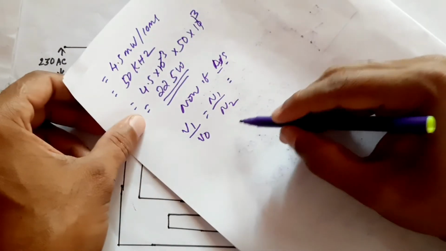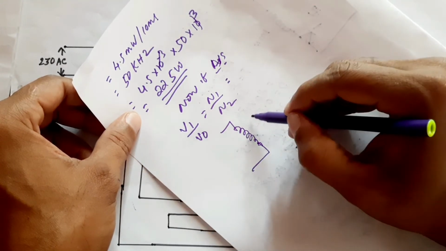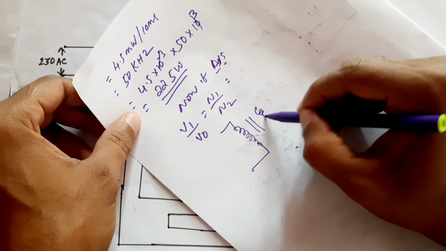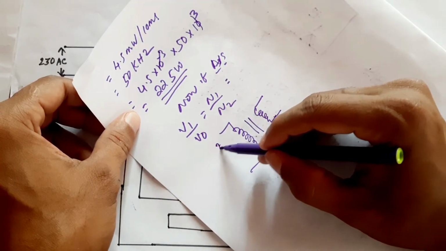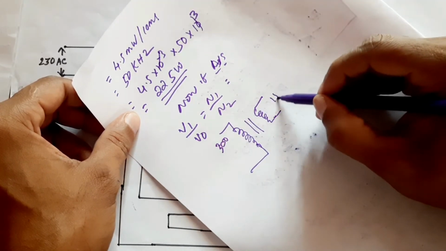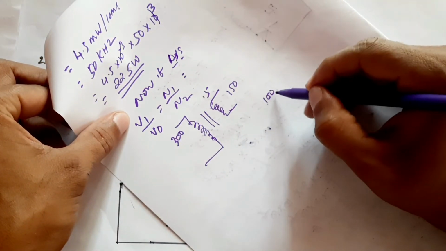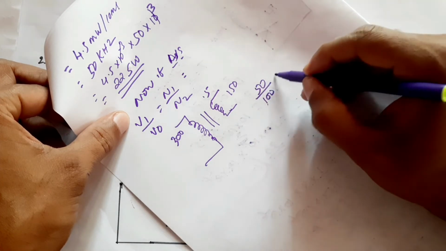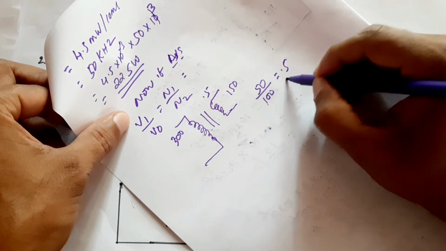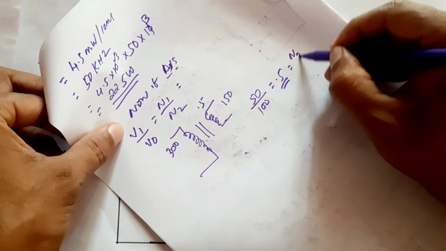That means we know that this is the primary and this is the secondary. If this is 300 volts, and if we want 150 volts here, the primary turns is 100 and the secondary turns is 50. That means the ratio of N2 to N1 will be 0.5.